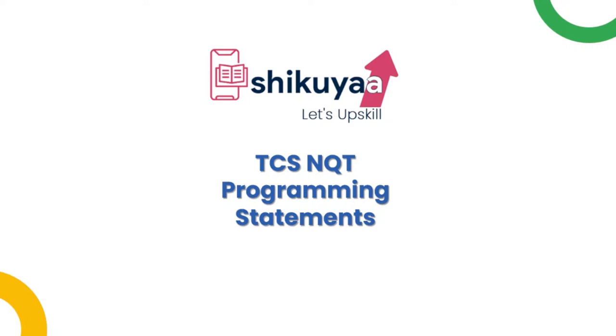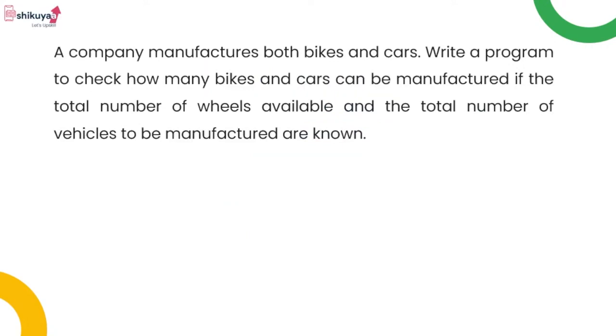From today onwards, we will discuss some programming statements and the various tricks to solve them and to write code based on them. So, the first statement we are going to see today is in front of you. A company manufactures both bikes and cars. Write a program to check how many bikes and cars can be manufactured if the total number of wheels available and the total number of vehicles to be manufactured are known.